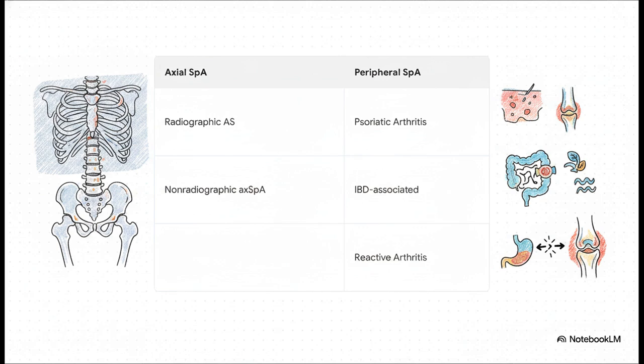Under axial SpA, we have radiographic axSpA, which you might historically know as ankylosing spondylitis, along with non-radiographic axSpA. We'll differentiate between those two a bit later when we get to imaging. Now, under peripheral SpA, we see some incredibly diverse systemic diseases fitting into the picture. We have psoriatic arthritis, which is driven by skin psoriasis, inflammatory bowel disease-associated arthritis, which links Crohn's and ulcerative colitis to joint pain, and reactive arthritis, which is typically triggered by a preceding gastrointestinal or urogenital infection.